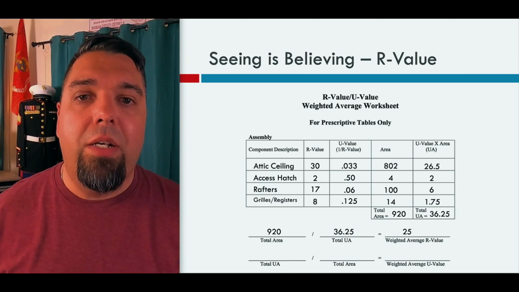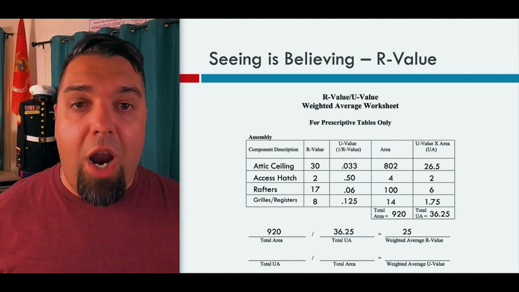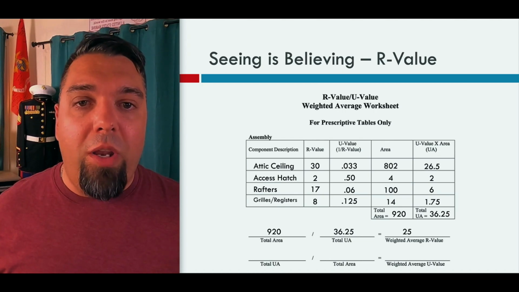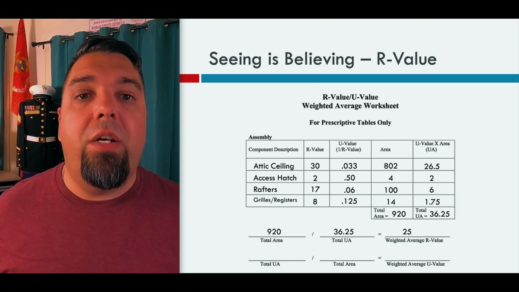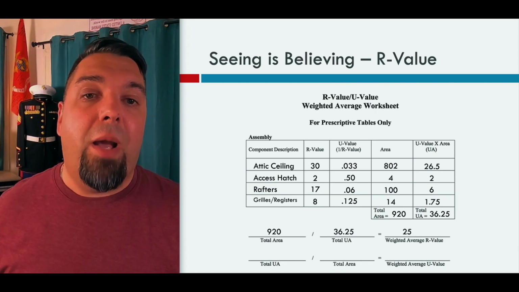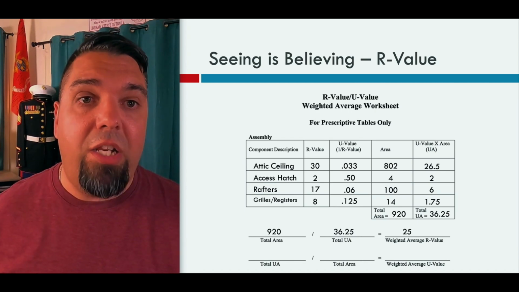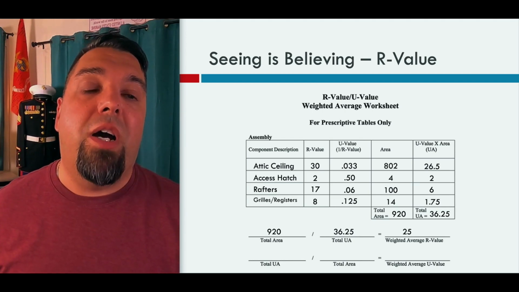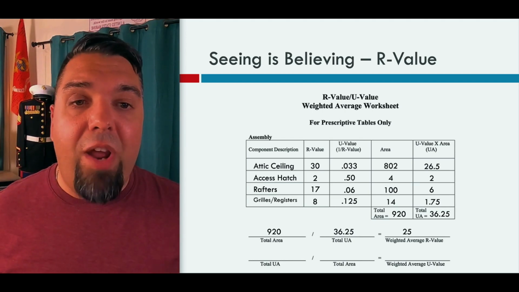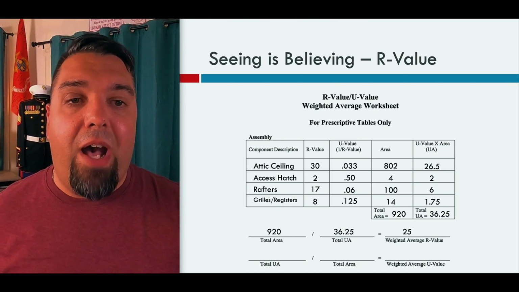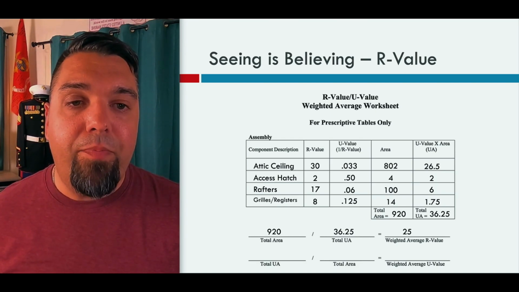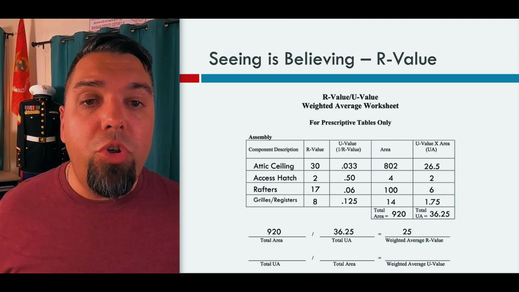You do all of the math to find out how much each R value is being weighted, okay? Of course, access hatch, it's R2. When you divide 1 divided by 2, it's only 0.5. You have a 4-foot square area, so 4 feet times 0.5 is only 2. So that is your UA, your U value times area. And you just do that for the rafters and the grills. And then you would add up all of those UA values all the way on the right-hand side in order to find out what your total UA is.